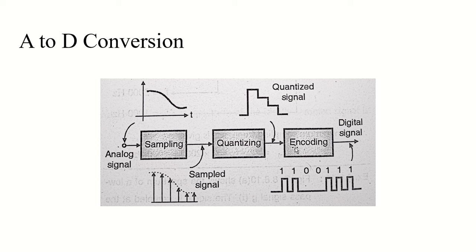The last one is the encoder. The encoder converts each quantized sample into a separate code word of n bits, it can be a different number of bits, and then the output of the encoder will be digital code words, right? So that is the A to D conversion process.